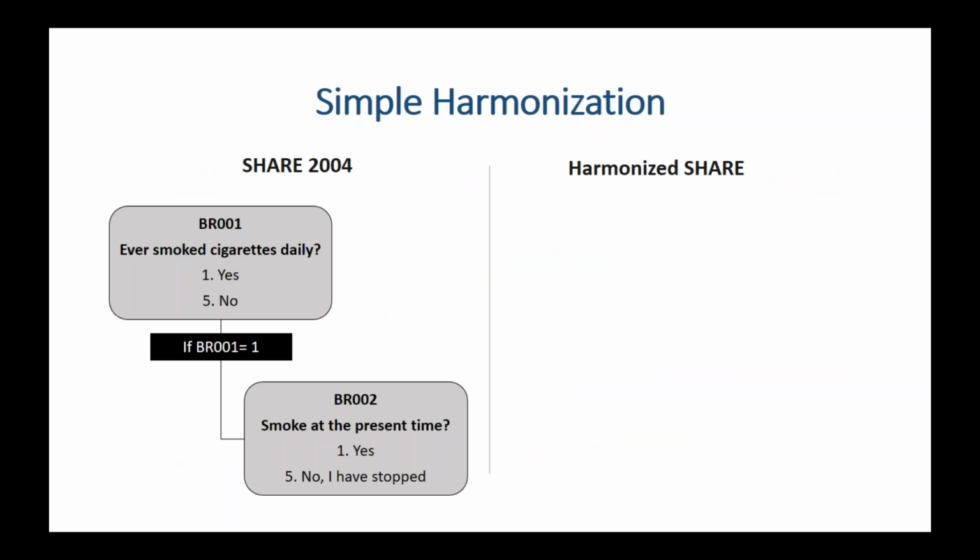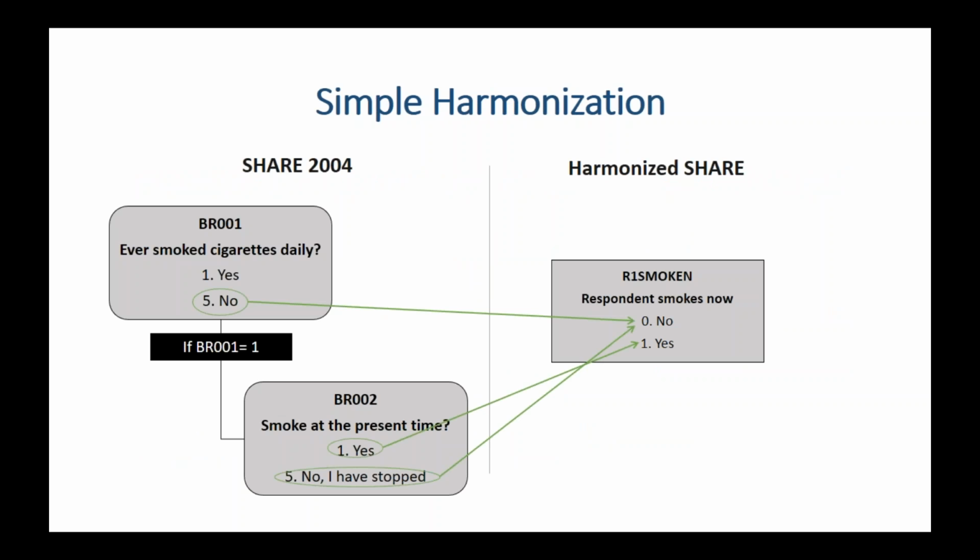Let's show an example of how we might make a harmonized variable. One of the advantages of using harmonized data sets is that we account for survey skip patterns. So we see the survey skip pattern, which we saw in SHARE earlier. And let's say we want to make a variable called R1SMOKEN. That's whether the respondent smokes now.